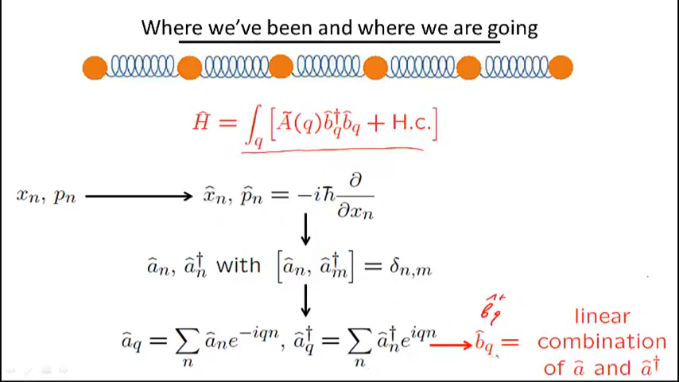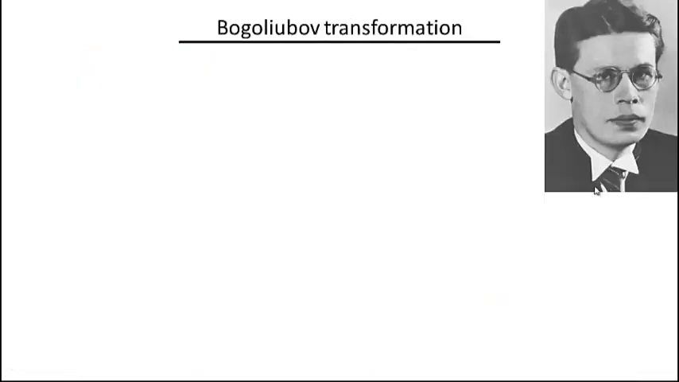And this last linear transformation is what is actually known as the Bogoliubov transformation. So here's a picture of a young Nikolai Bogoliubov, who was a very influential and talented Russian mathematical physicist. He was an author of many very important works, and he also came up with a number of very important and practical mathematical methods that are used up to these days. And one of these methods is this Bogoliubov transformation that we're going to be studying.